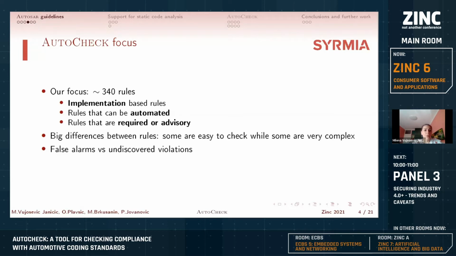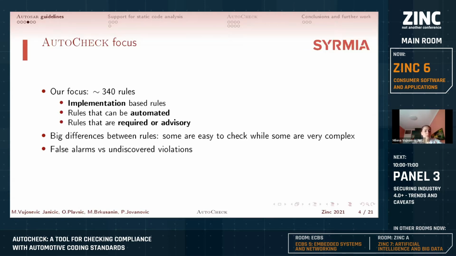On the next slide, you see our focus is on 340 rules that are implementation based, that can be automated, and that are either required or advisory. As we have seen, there is a big difference between these rules, and some are easy to implement and to check, while some are very complex. And concerning the undecidable rules, total precision is not even theoretically possible. So one must choose between false alarms and undiscovered violations.